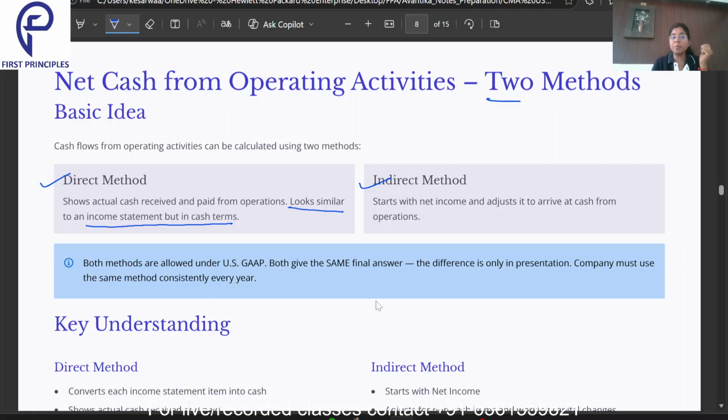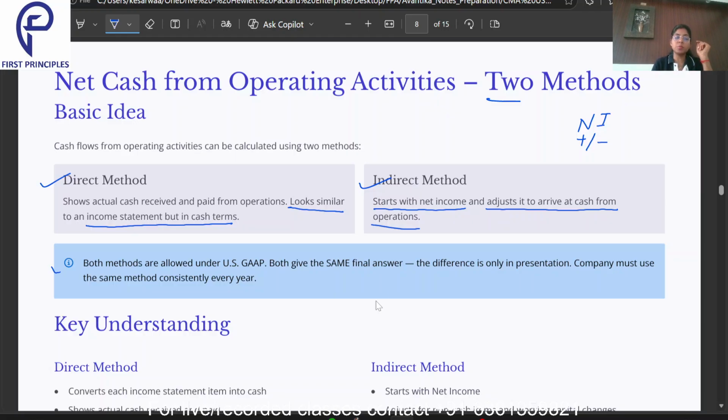Now, one is the direct method, next is the indirect method. So what happens in the indirect method? It starts with net income and adjusts it to arrive at cash from operations. So the direct method is exactly like an income statement but in cash terms. It's like a cash basis of accounting, whereas a normal income statement follows the accrual basis of accounting. When it comes to the indirect method, we first have net income, and in that we do plus and minus all the adjustments.